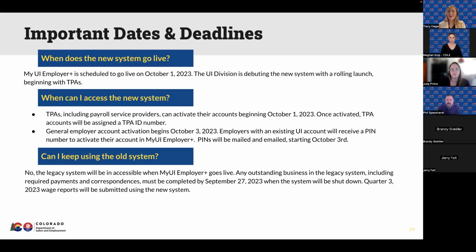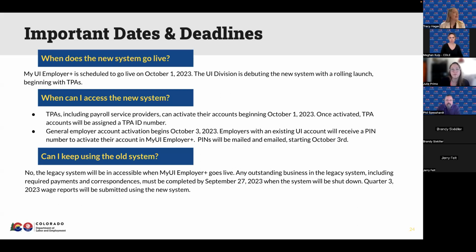As a TPA, you can start up your new TPA account, which we've never had before, on October 1st. Once you do that, you will be assigned a TPA ID number. You'll need to hold on to that ID number in order to share with any current clients that maybe did not get referenced in the data association that we're doing, or any clients that you take on after October 2nd. Your general employers will get into the system on October 3rd.